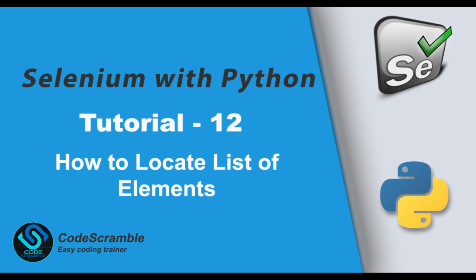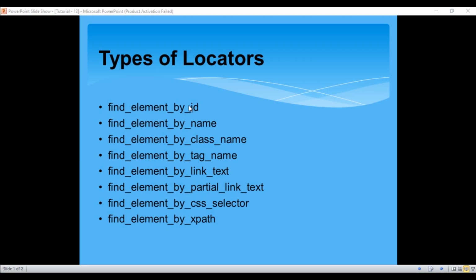In previous tutorials we talked about how to find elements using Selenium Webdriver on a web page by using different locators. We also saw what the prerequisites for finding elements are. Now we will see how to find a list of elements using Selenium Webdriver. So let's get started. We have covered all these locators in the previous tutorial: find element by ID, find element by name, by class name, by tag name, by link text, and so on.